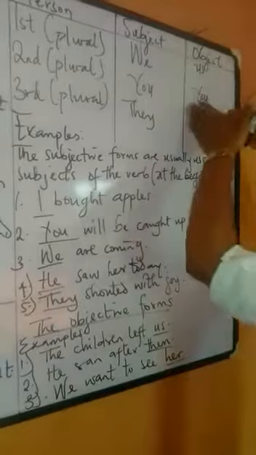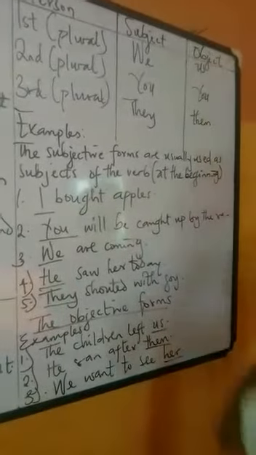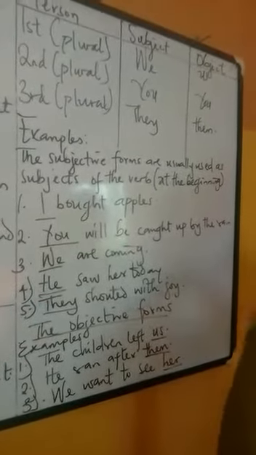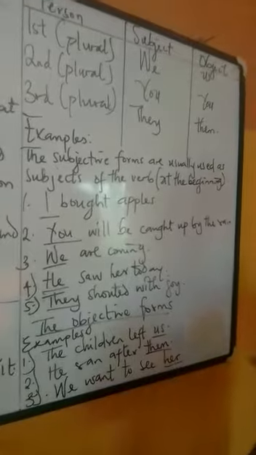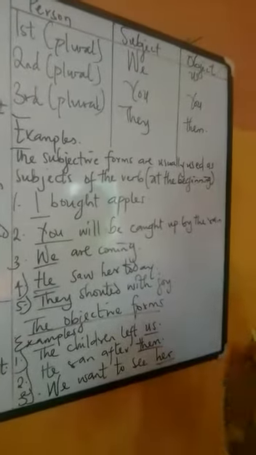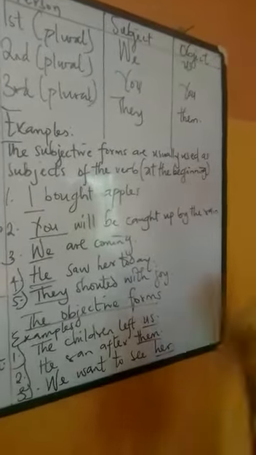While objects are the ones that receive the action. They are usually found at the end of the sentence. They receive the action being performed by the subject.